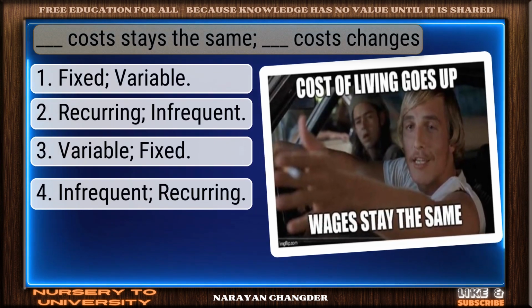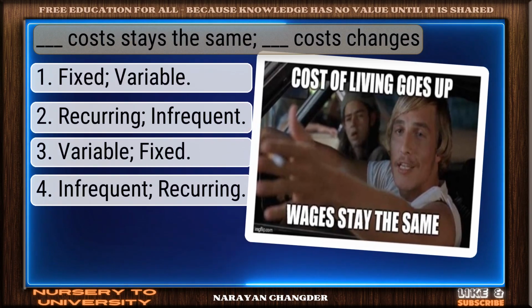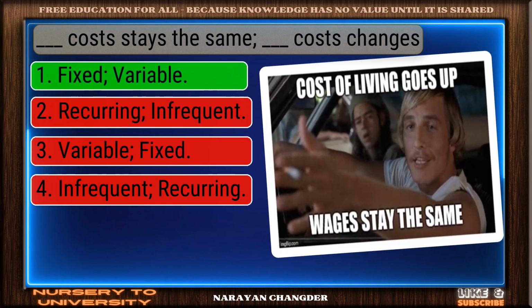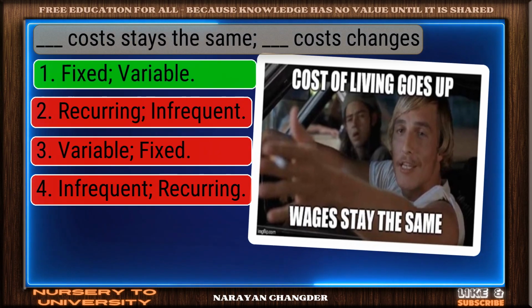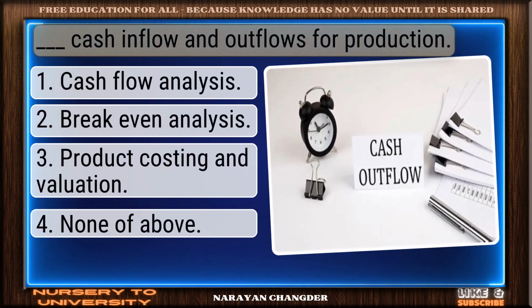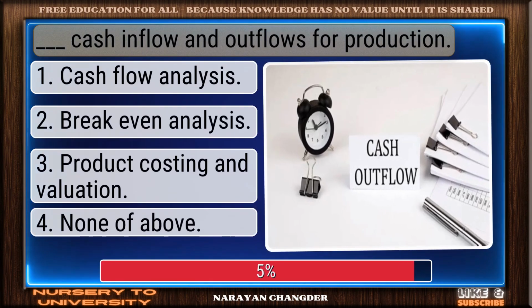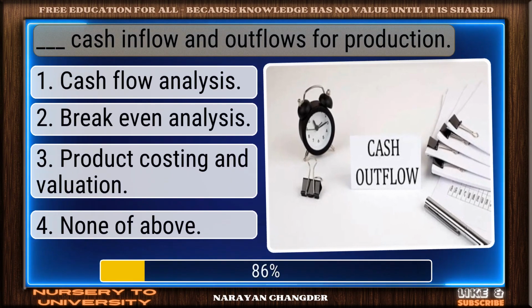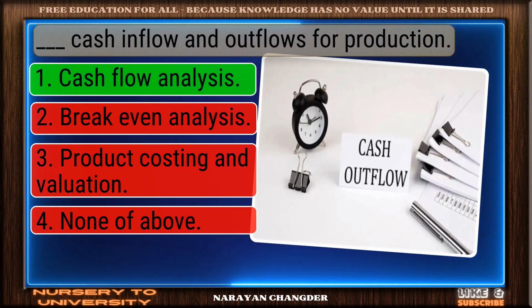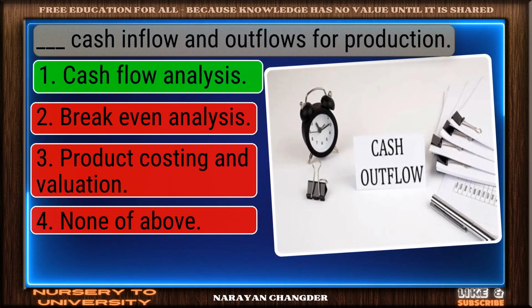Dash costs stays the same, dash costs changes. Nice work. You chose fixed, variable, and it is correct. Dash cash inflow and outflows for production. Clear logic. Your choice, cash flow analysis, is sound and 100% true.